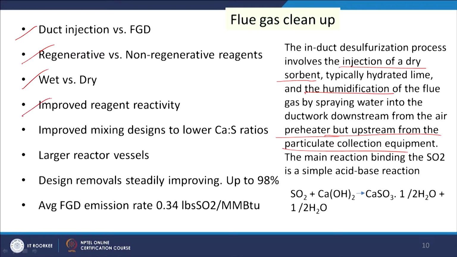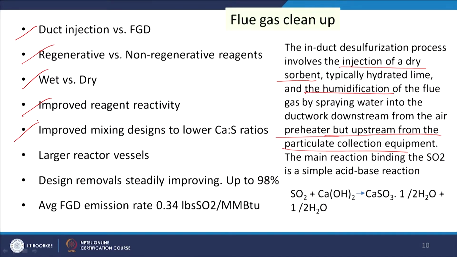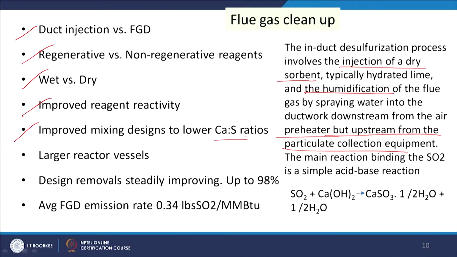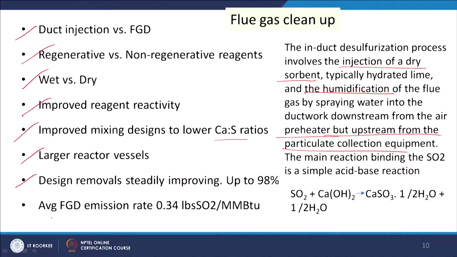Then improved reagent reactivity: the reactivity can be higher if we select a suitable reagent, so less reactant requirement will be there, along with improved mixing design to lower calcium to sulfur ratios. If we change the design from a fluidized bed reactor to a circulating fluidized bed reactor, the calcium to sulfur ratio can be reduced, and larger reactor vessels also help to get more removal of pollutants, with design removals steadily improving up to 98%. One example is given here: the average flue gas desulfurization emission rate is 0.34 pounds sulfur dioxide per mmBTU. These are some examples where we have some possibility to improve the efficiency of the cleanup system.